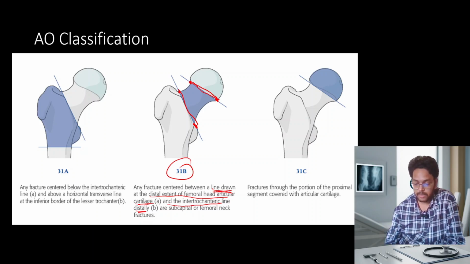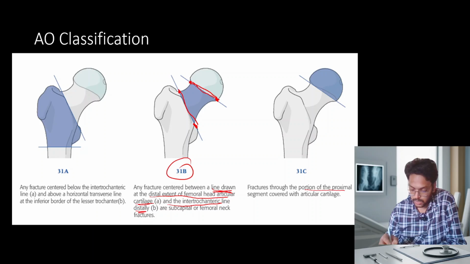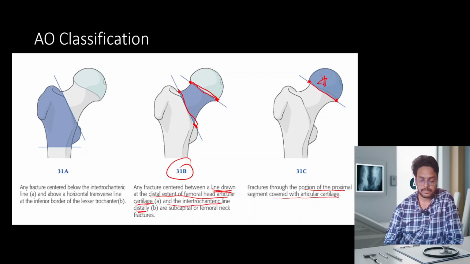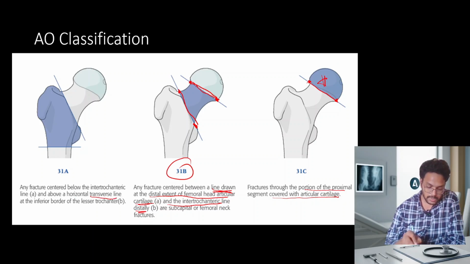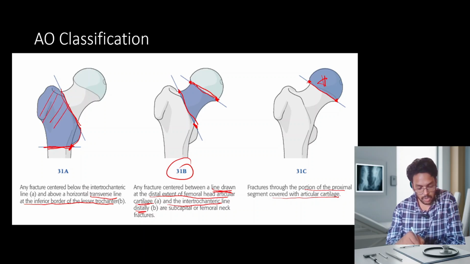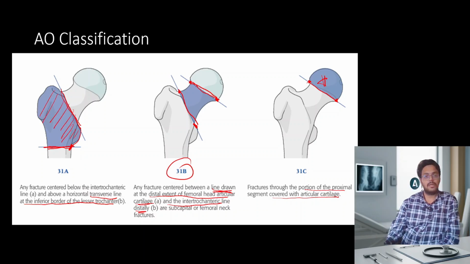What is the head region defined by AO? The portion proximal to the segment covered by articular cartilage. This is the distal-most point of the articular cartilage, and the segment covered above this region is the head region. Below the transverse line at the inferior border of the lesser trochanter is the trochanteric region. This is the lesser trochanter and this is the inferior border. Through this transverse line, this region is the trochanteric region according to the AO classification.